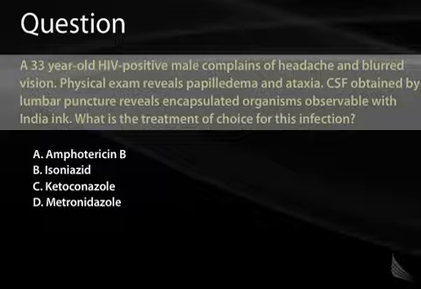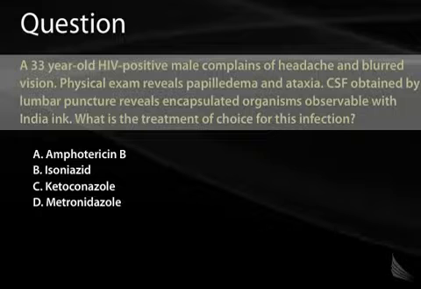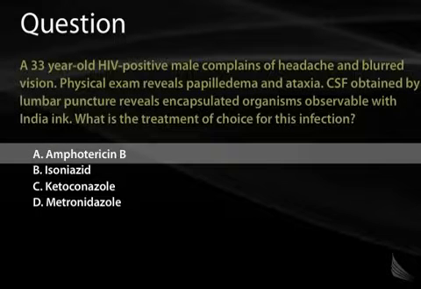So we have a little bit more in our clinical picture of what cryptococcal meningitis looks like. We've got papilledema, or swelling of the optic nerves. We've got ataxia, or nervous system dysfunction. And then we've got these encapsulated organisms on smear from CSF. We treat cryptococcal meningitis with amphotericin B.